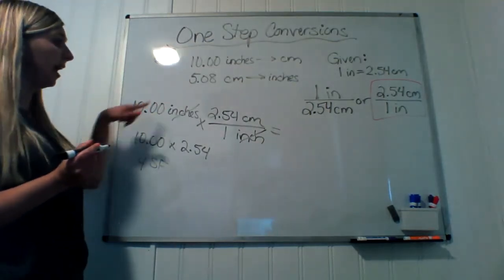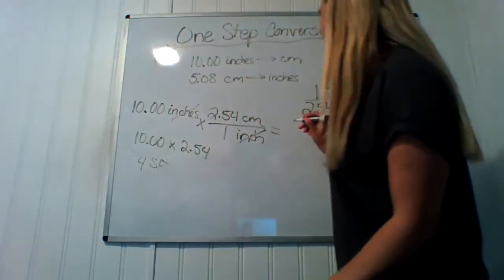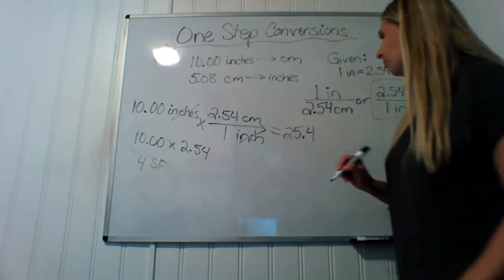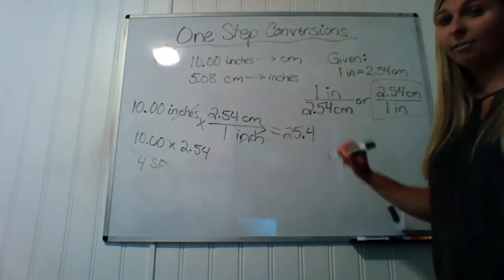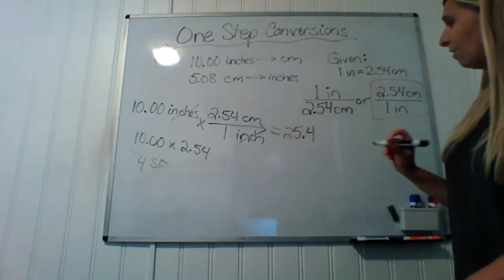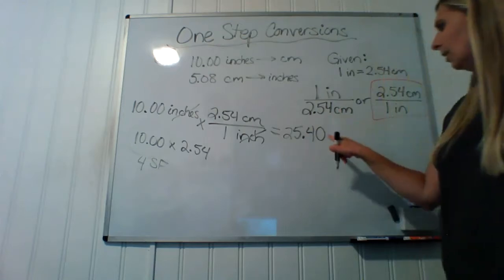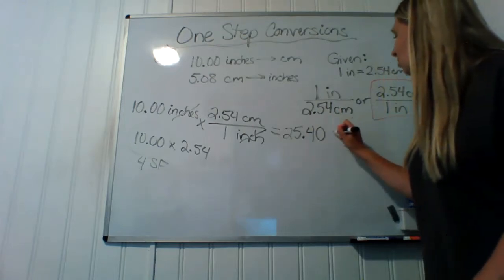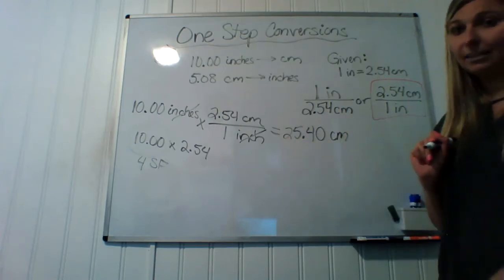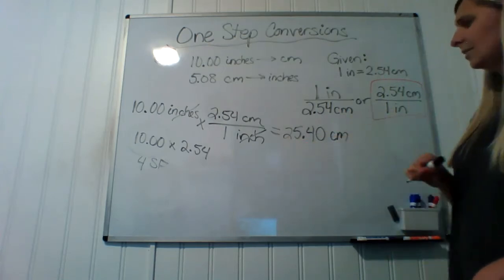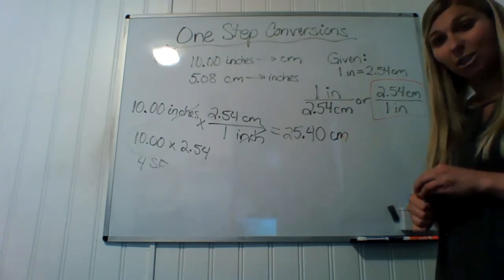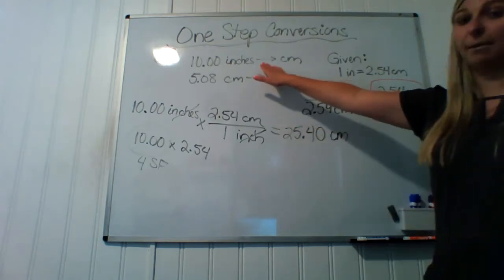When we multiply 10 by 2.54, your calculator would give you 25.4. But this value does not have the desired 4 significant figures. So to make this 4 significant figures, we're going to add a 0 at the end of the value, and then you must include your units. So we know what this value is representing. It is representing length in centimeters. 25.40 centimeters is 10 inches. So that's our first example.